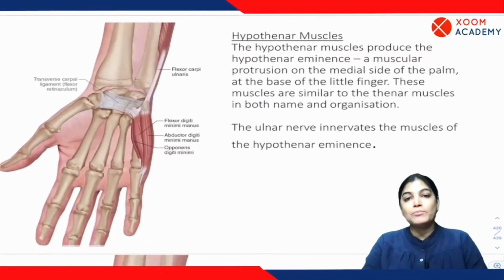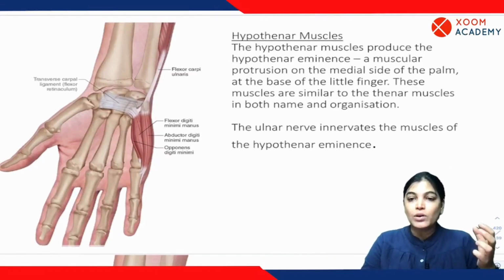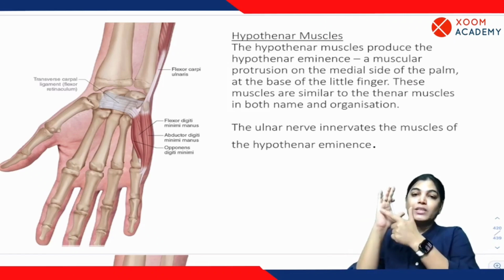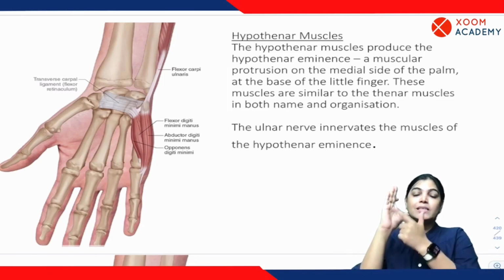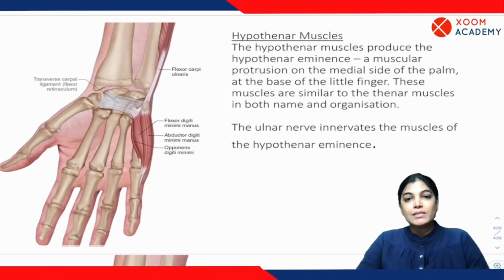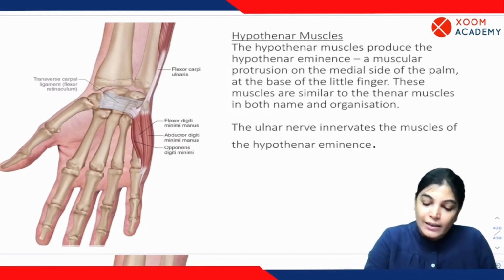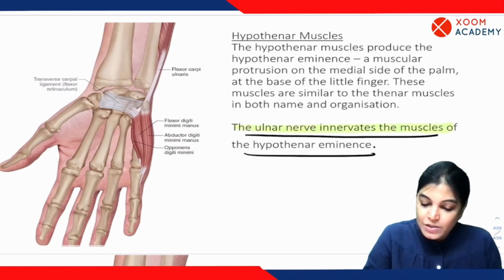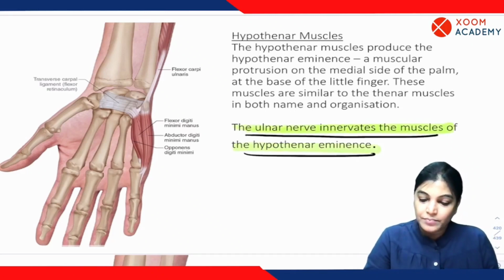Let's talk about the hypothenar muscles. As I told you, the hypothenar muscles together produce an elevation just below the little finger. This elevation is the hypothenar eminence. It consists of 3 hypothenar muscles: abductor digiti minimi, flexor digiti minimi, and opponens digiti minimi. Please note down, the nerve supply of all these 3 muscles is from the ulnar nerve.